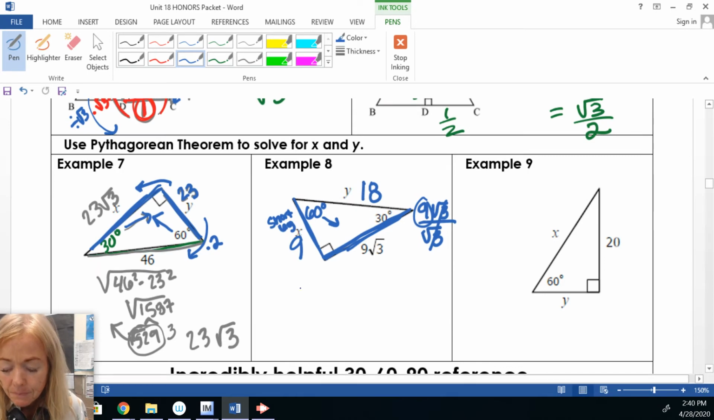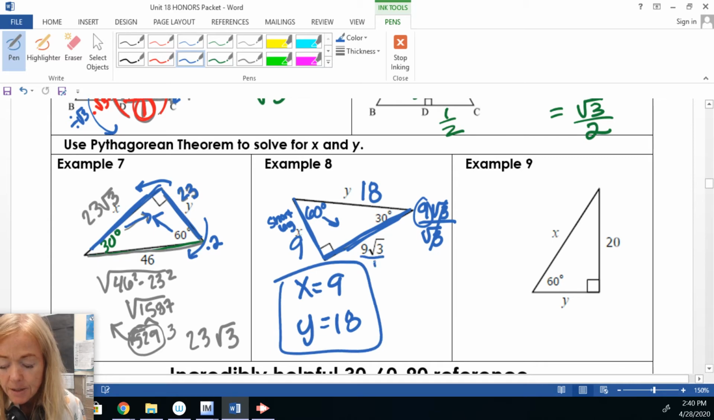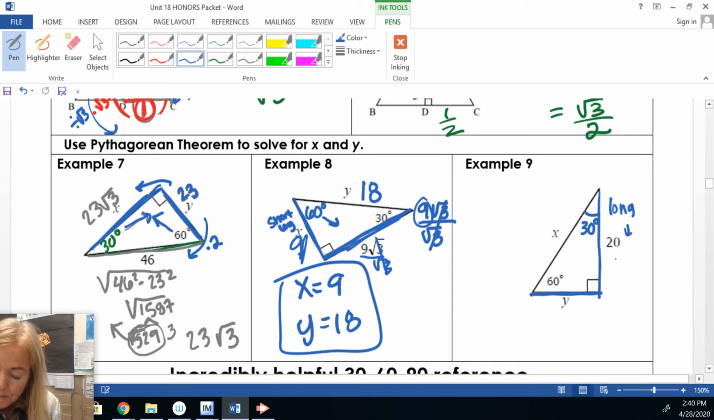So we have x is 9 and y is 18. And we did that by taking our longer leg, dividing by radical 3 to get our x, and then for our y, we doubled it. All right, now this next one is a little tricky. This angle is 30 degrees right here, so this is the short leg. Now to go from our long leg, which is 20, to short leg, we have to divide by radical 3. So this one's going to be 20 divided by radical 3.